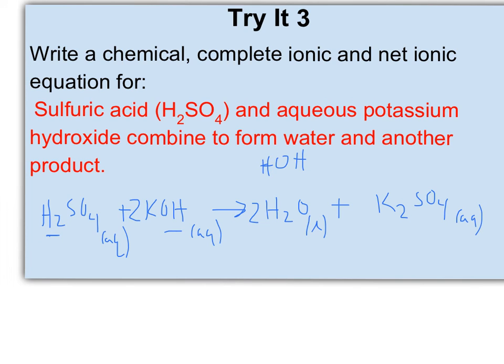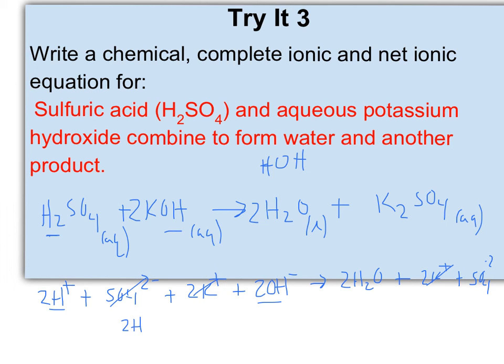So then my complete ionic equation is going to be 2H plus SO4 2 minus plus 2K plus 2OH minus. The H2O remains together. 2K plus and SO4 2 minus. So my net is going to be the H plus and OH minus, whereas the SO4s are going to cancel out and the K pluses are going to cancel out. So this is going to be 2H plus 2OH minus yields 2H2O. And if you wanted to simplify that to H plus OH minus yields H2O, you certainly can do that as well.